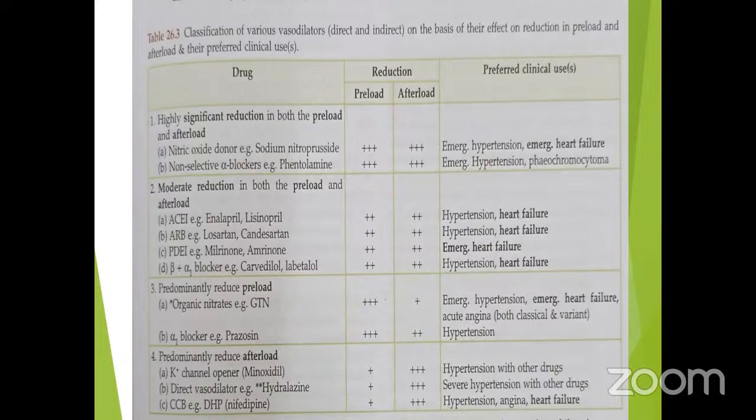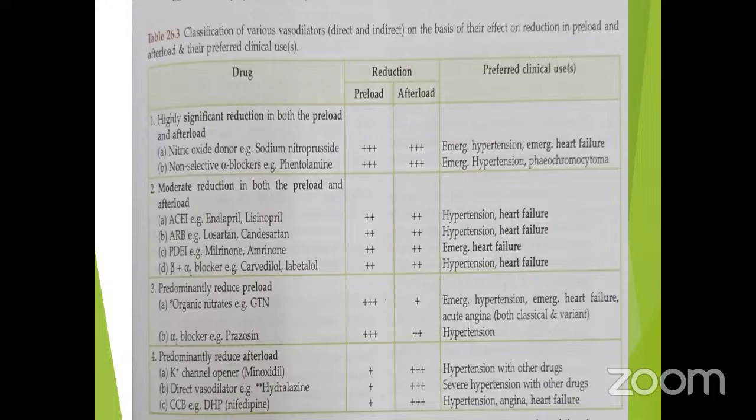The other drug is phentolamine, which is a non-selective alpha blocker acting on alpha 1 and alpha 2 receptors. Because of that alpha 1, alpha 2 mechanism, it decreases both preload and afterload. So it is used in hypertensive emergency as well as in pheochromocytoma, which is an adrenergic tumor. Moderate reduction in both preload and afterload is the mainstay in heart failure: ACE inhibitors, ARBs, and PDE inhibitors, milrinone and amrinone, only by IV in emergency.